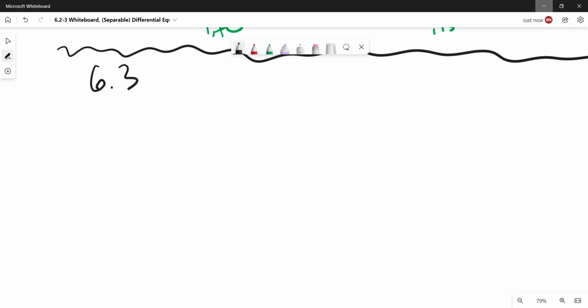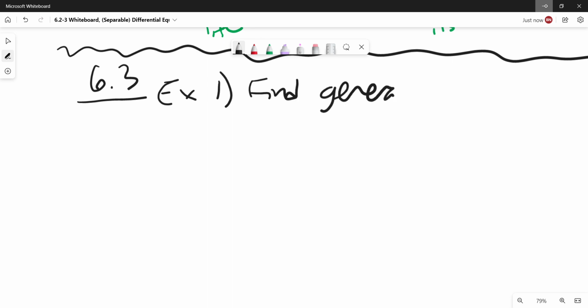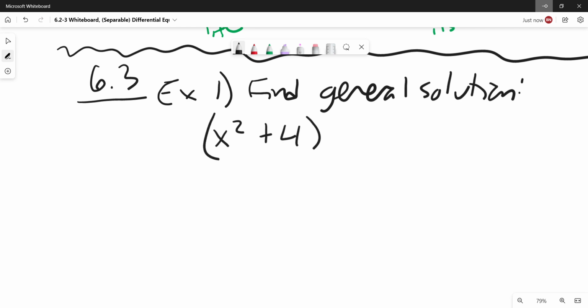Again, it's called differential equations, separation of variables. I'm not going to write that. It's the same stuff. So, example 1. Find the general solution of this thing. And they actually already have it written in terms of dy dx, so you don't even have to rewrite y prime as dy dx.